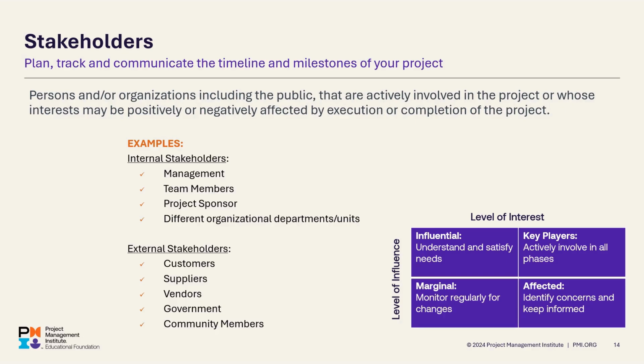The x-axis is the level of influence, and the y-axis is the level of interest. So a stakeholder would be marginal if they have a low level of influence and a low level of interest. An influential individual or stakeholder would be someone with a high level of influence and a low level of interest. Someone affected would be someone with a high level of interest and a low level of influence. And finally, a key player in your project would be someone with a high level of influence and a high level of interest.